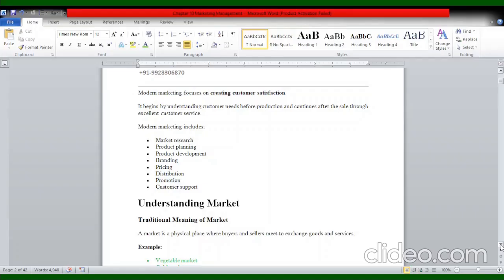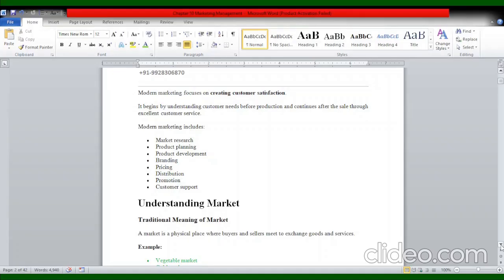And then after, if a customer has any problems related to the service, returns, refunds, or replacements, then they can call the customer care representative, and they can get their query resolved in terms of their marketing aspects. So this is how you can understand traditional and modern marketing that focus on customer satisfaction.